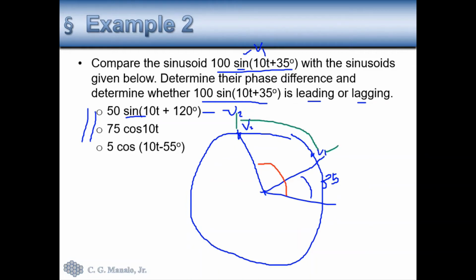That would be 120 less 35. That should give us 85 degrees. So this should be 85 degrees. And we can say that v sub 1 lags v sub 2 by 85 degrees, or v sub 2 leads v sub 1 by 85 degrees.